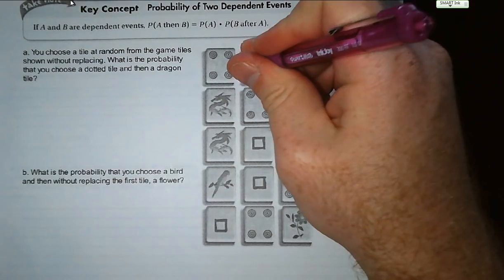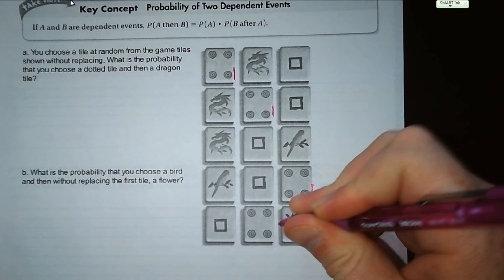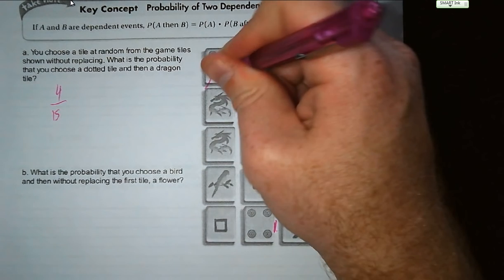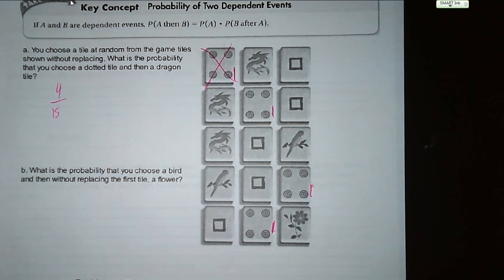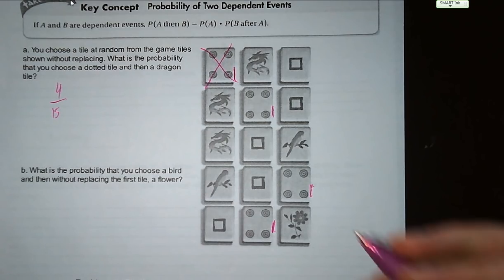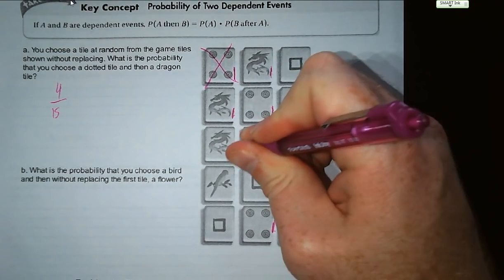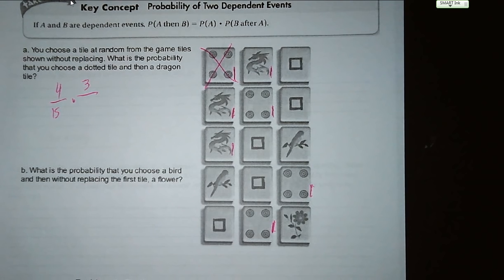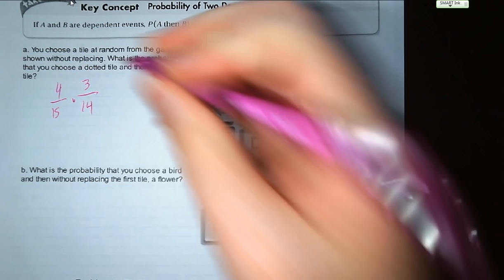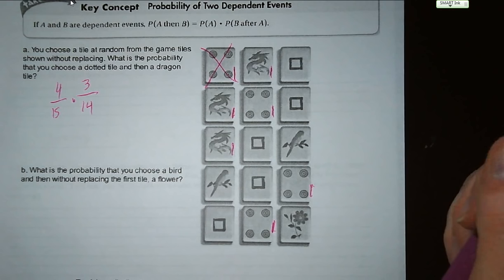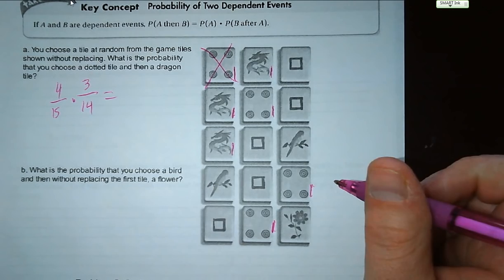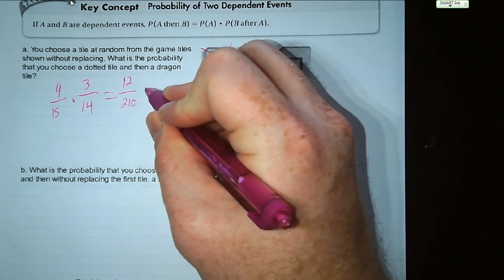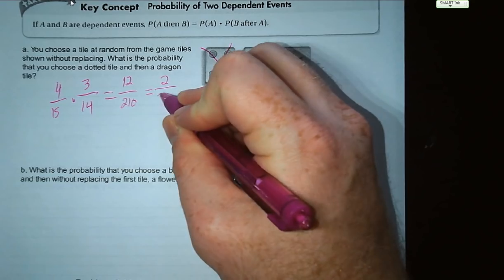But this time, after we pull the first tile out, it does not go back in the bag. So for a dotted tile first, we still have the 4 possible outcomes. It would be 4 out of 15. Now, for the second pull, we still have the 1, 2, 3 dragons. However, this time there are only 14 tiles remaining because that one has been taken out of the bag. So we get 12 out of 210, which reduces to 2 out of 35.